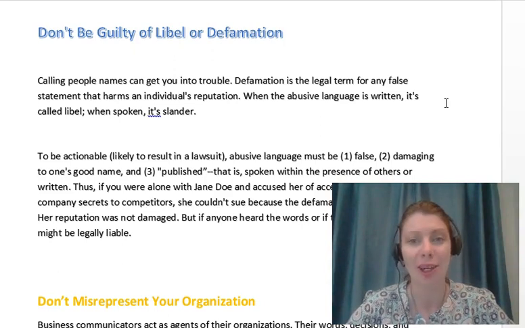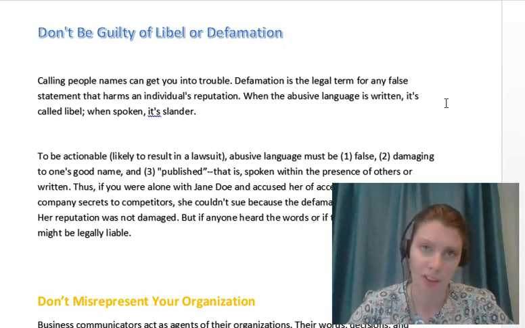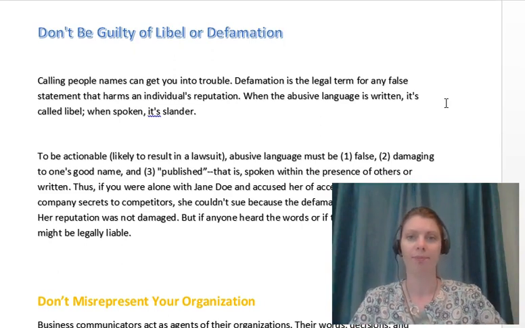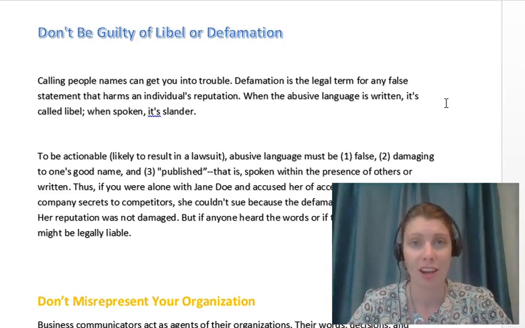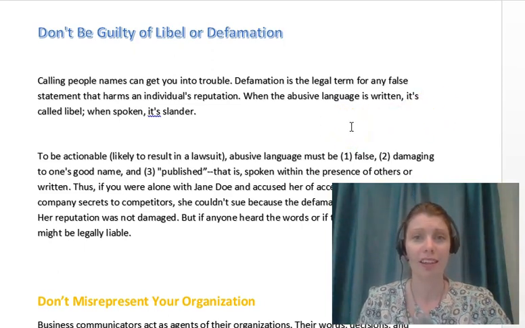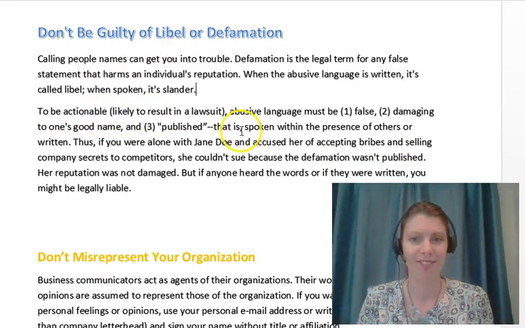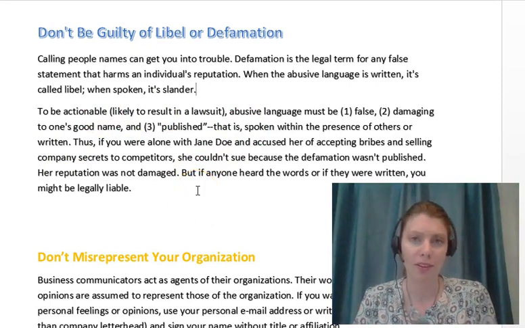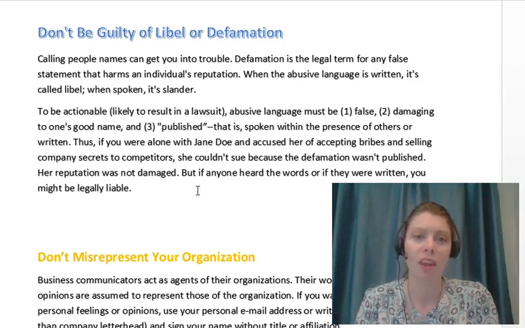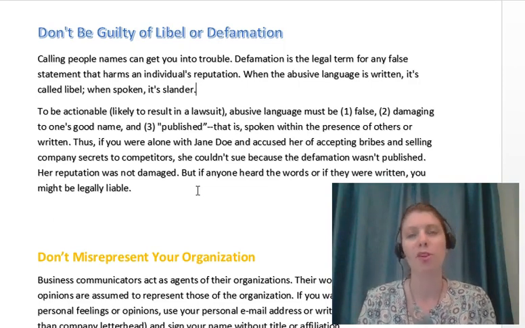Defamation is the legal term for any false statement that harms an individual's reputation. And when this language is written, it's called libel. And when it's spoken, it's considered slander. So be very careful, especially when you're upset about something and you're writing a letter that might be very emotional for you. To be actionable, or likely to result in a lawsuit, abusive language must be false and damaging to one's good name, and it must be published.